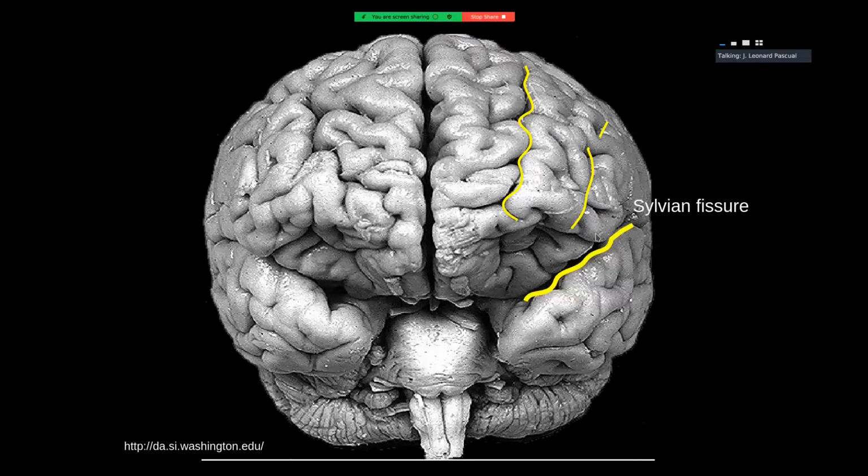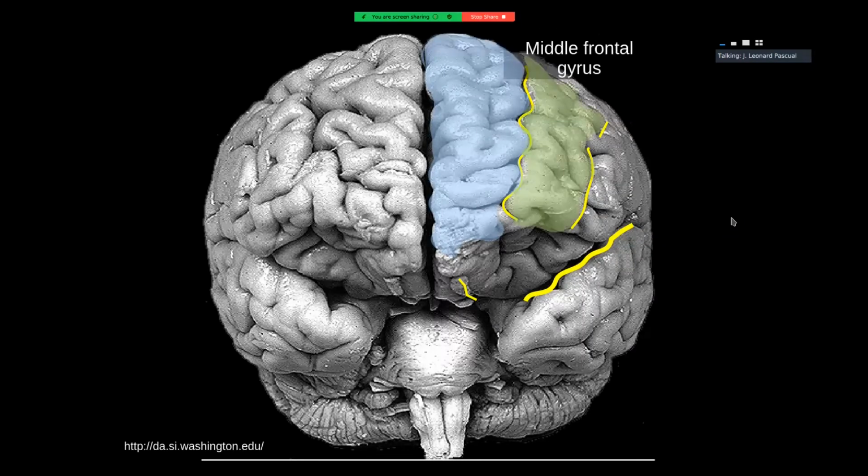Okay, so that's the constant Sylvian fissure. That's the olfactory sulcus, which contains the olfactory nerve. Okay, and just completing the picture, the three frontal gyri and the orbital gyri and the straight gyrus. This is your frontal lobe.